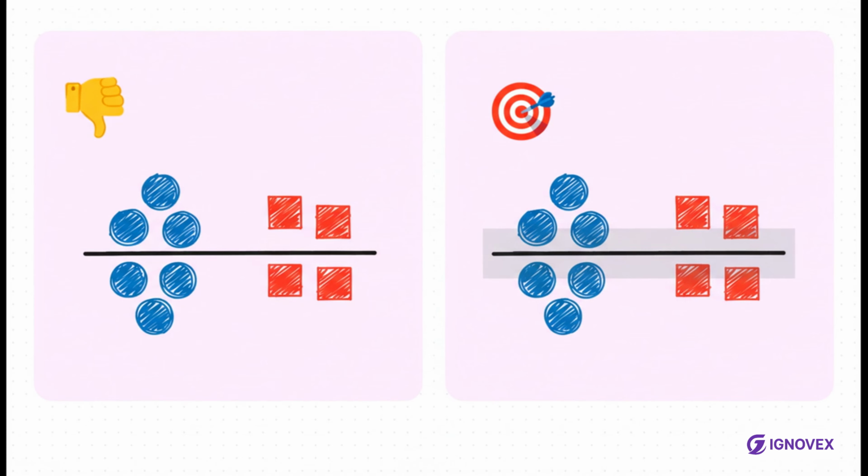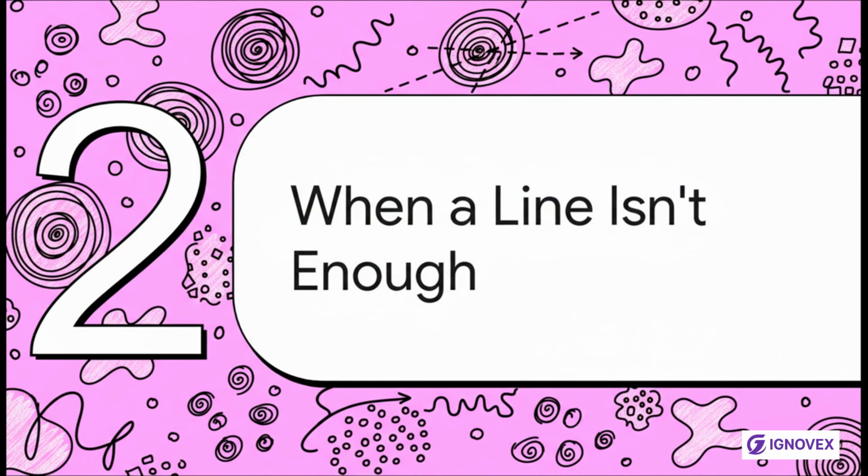But here's the key. An SVM isn't just looking for any old line that gets the job done. No, it's on a mission to find the optimal one. It wants to draw a line that creates the widest possible no man's land between itself and the closest points from each group. That big buffer, that margin, gives it the best shot at getting things right when it sees new data later on.